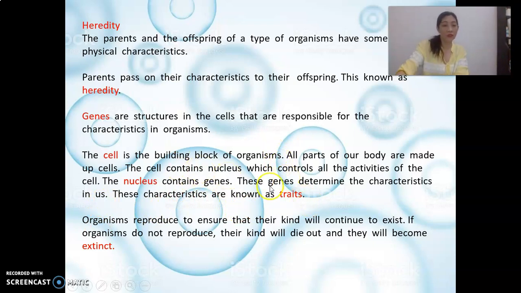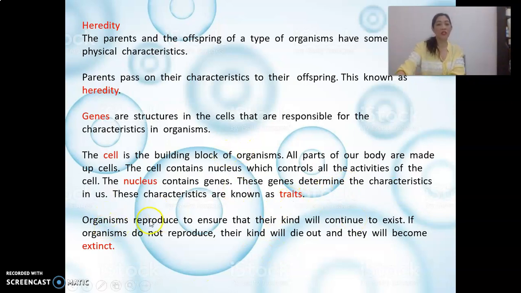So last time, about the human, all parts of the body are made up of cells. Then inside the cell, there is a nucleus, which controls all the activities of the cell. Then inside the nucleus, there are genes. So these genes determine the characteristics, and these characteristics are known as traits. If you are the same as your father or you are the same as your mother, that is the traits.